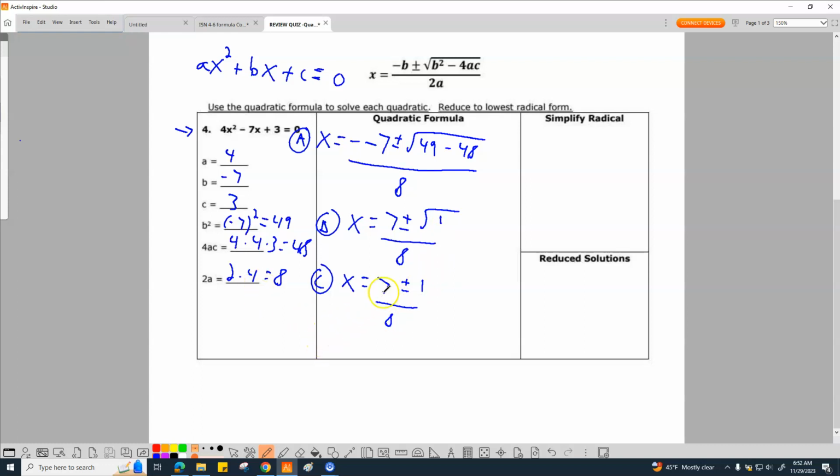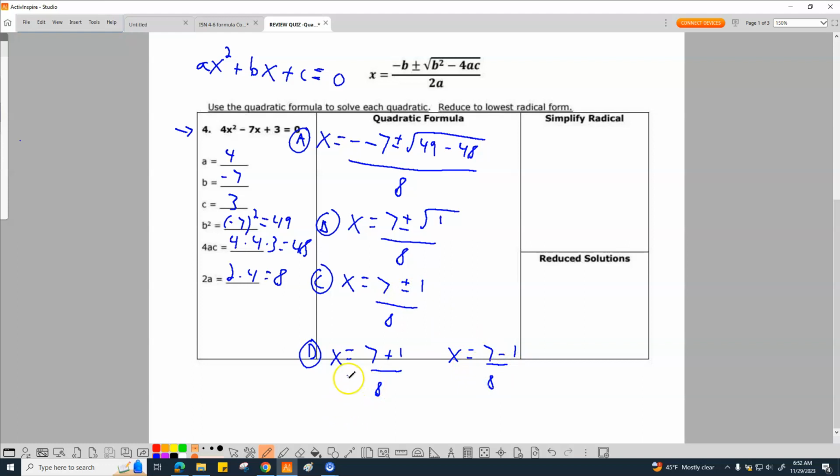Now I'm going to split this. Since there are no weird numbers, no i's, no leftover radicals, we can actually split this apart into separate answers. When there are radicals and things and you can't really split it apart, it just stays there. So on step D, I'm going to split this into 2 answers. X equals 7 plus 1, that's that plus right there, over 8. And then x equals 7 minus 1, that minus right there, over 8.